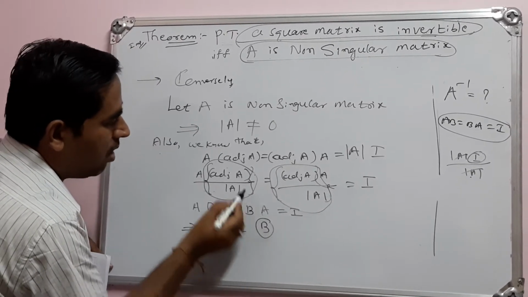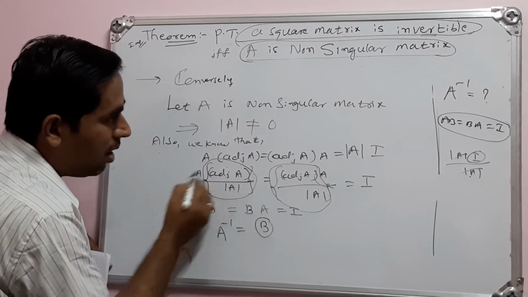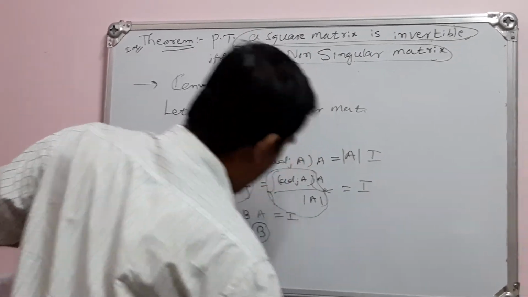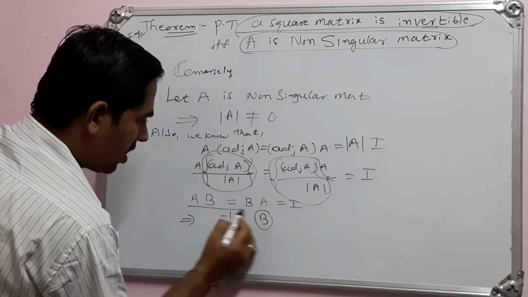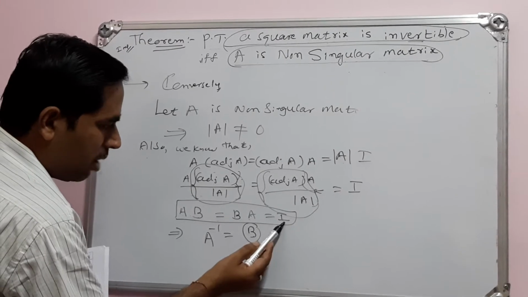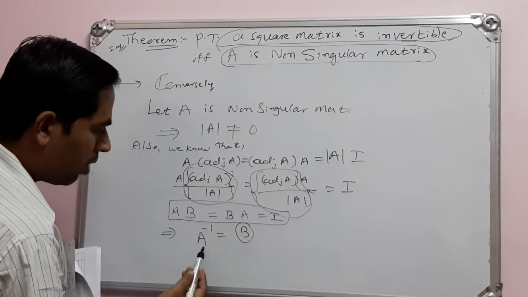So what is B here? Whatever I have marked here is the B. I will write it here: B is the inverse of A. This is the definition, so we have to remember it. The product of two matrices equal to the identity matrix means one matrix is the inverse of the other. So A inverse is equal to B.